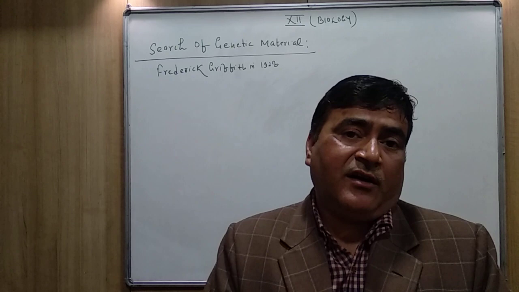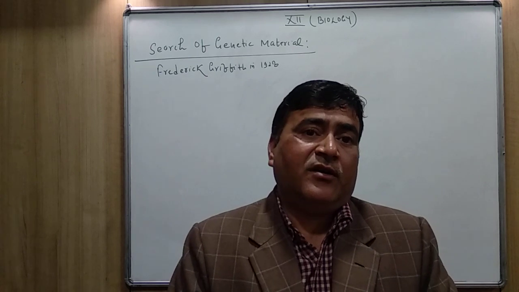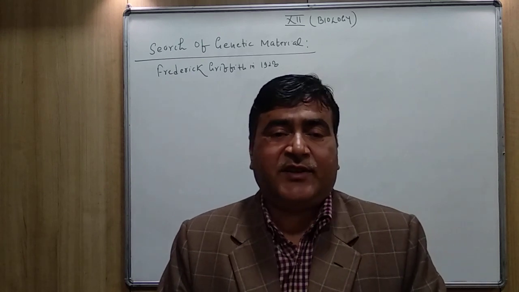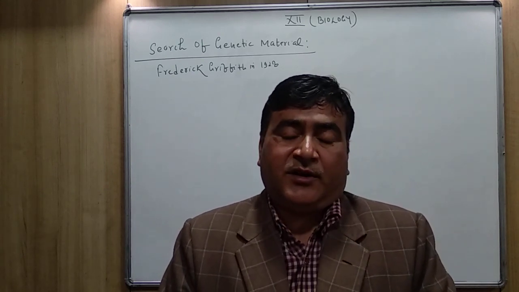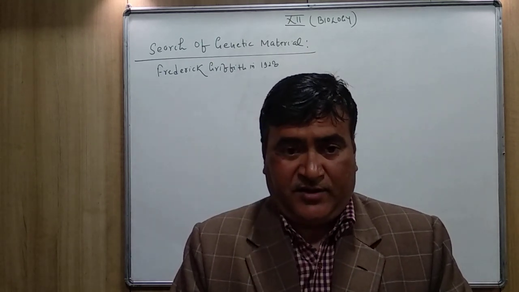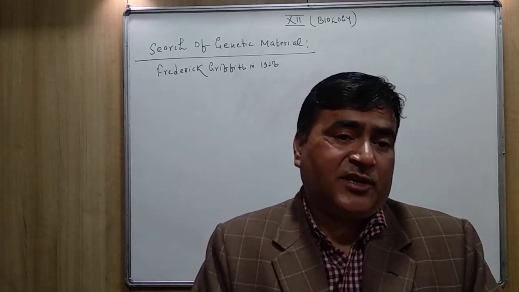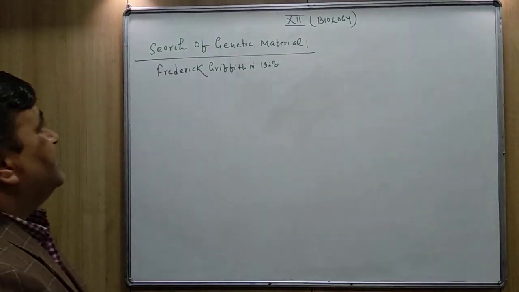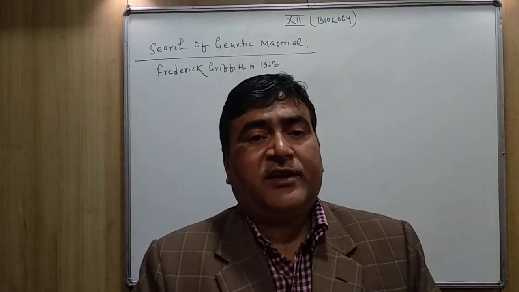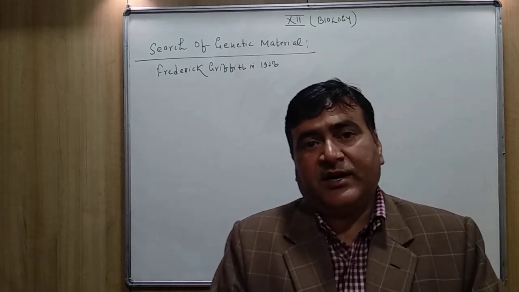So let us see how he conducted this experiment of transformation, what the series of experiments are, and this experiment is very, very important for your examination. Generally this question is included as a 5 marker question. So just try to understand the experiment of Griffith. Griffith conducted his experiment on a bacterium. The name of that bacterium was Streptococcus pneumoniae.